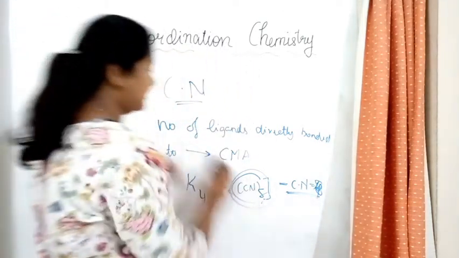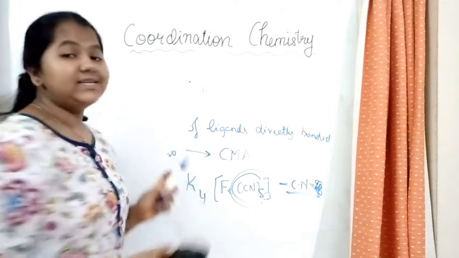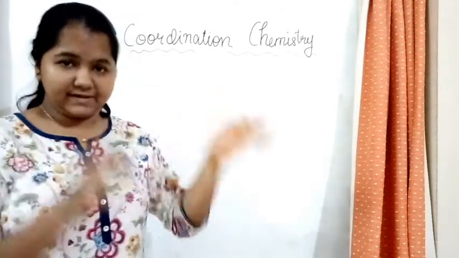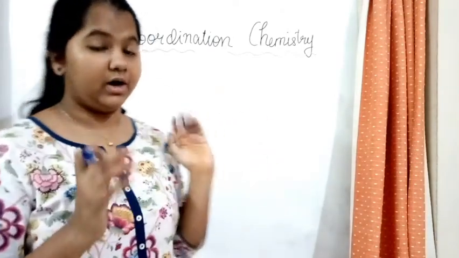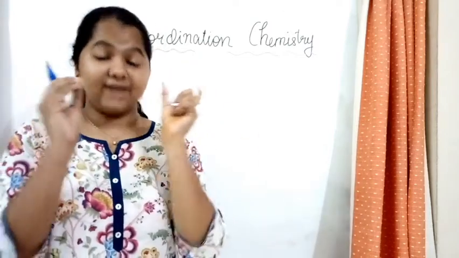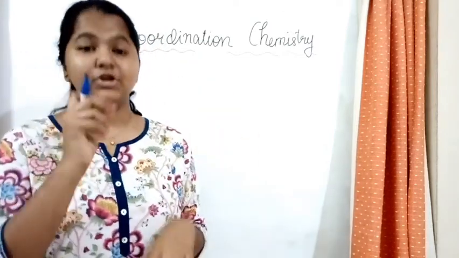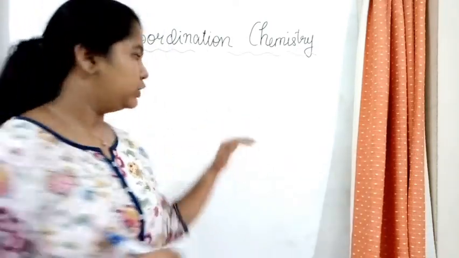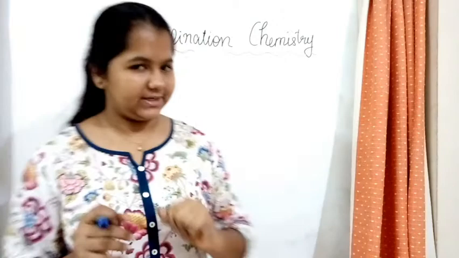Now we have to learn about a term known as oxidation number. By the way, I forgot to mention that the coordination number is the number of ligands connected directly to the central metal atom via coordinate bonds. That was an important term. It is connected via coordinate bonds.